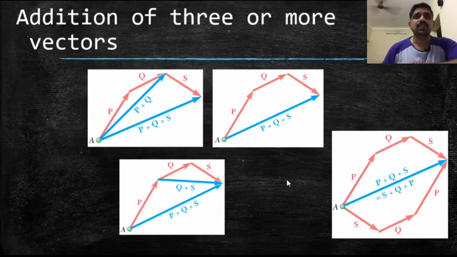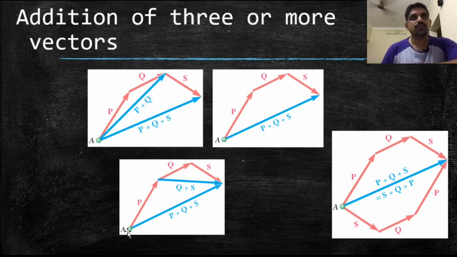Now, if I have 3 or more vectors or 3 or more forces acting on the same point, how can I go about it? I can always use a cumulative addition method. That means I add P and Q, I have the P plus Q as a resultant vector, and again the resultant vector plus the S vector will give me P plus Q plus S. Same, it is otherwise known as quadrilateral rule.